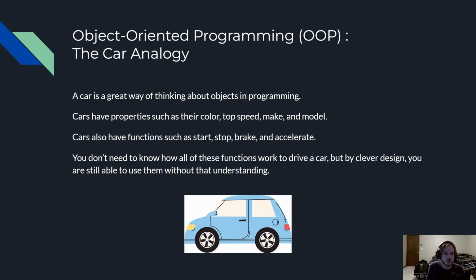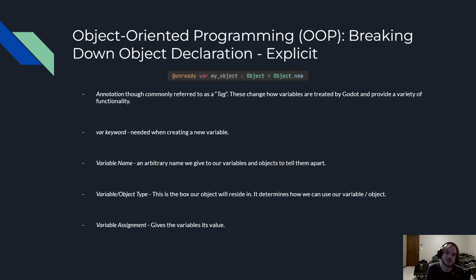And you don't need to know how all of these functions work or how they're made to drive a car, but by clever design, you are able to use them without that understanding. That's called abstraction. So, let's take a look at a variable declaration in depth. We're going to break down each of these colored segments and talk about what they do and what they mean. So first of all, let's talk about that little bit in yellow, on ready.